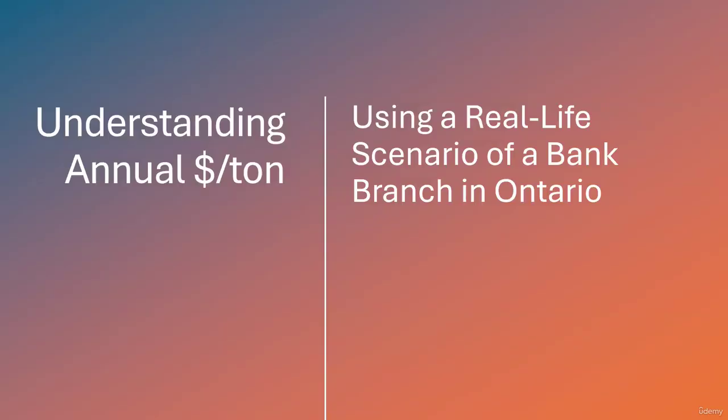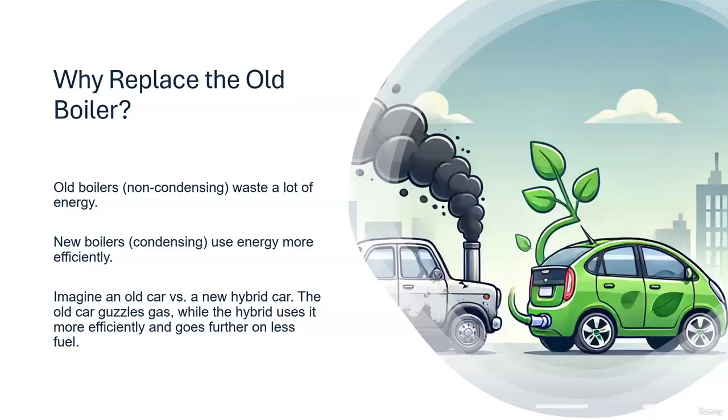Okay, so let's start this interesting topic about understanding annual dollar per ton using a real life scenario of a bank branch in Ontario. Why replace the old boiler? See, old boilers waste a lot of energy.